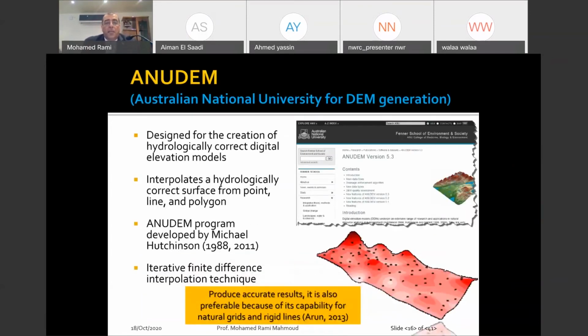Actually, ANUDEM has been selected because of its ability to produce an accurate map that interprets a hydrologically correct surface from points and lines. The capability of natural grids actually has been acquired in research from 2013 to prove this is going to be the best method for generating the surface using these points, especially for water analysis or water flood analysis in this area.